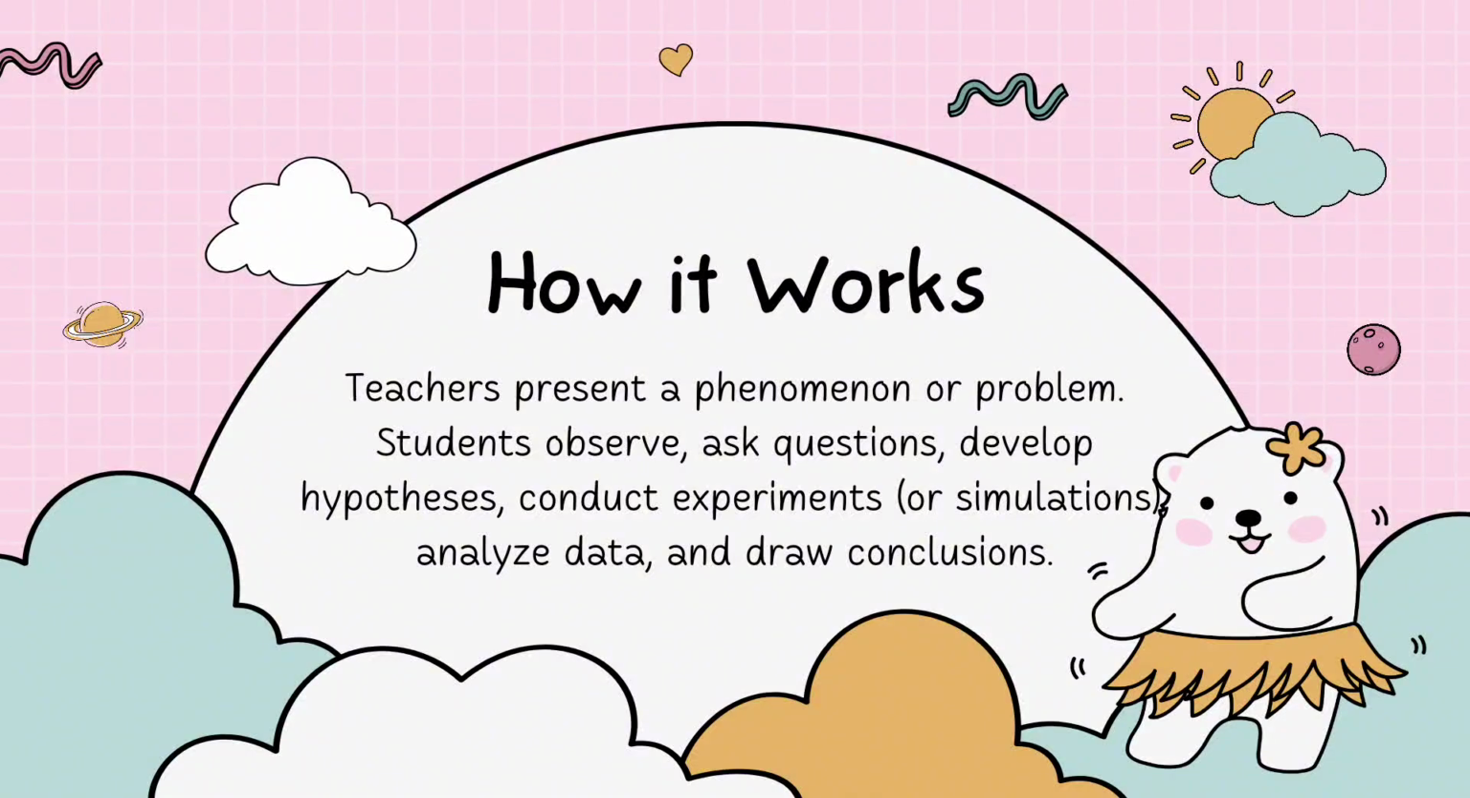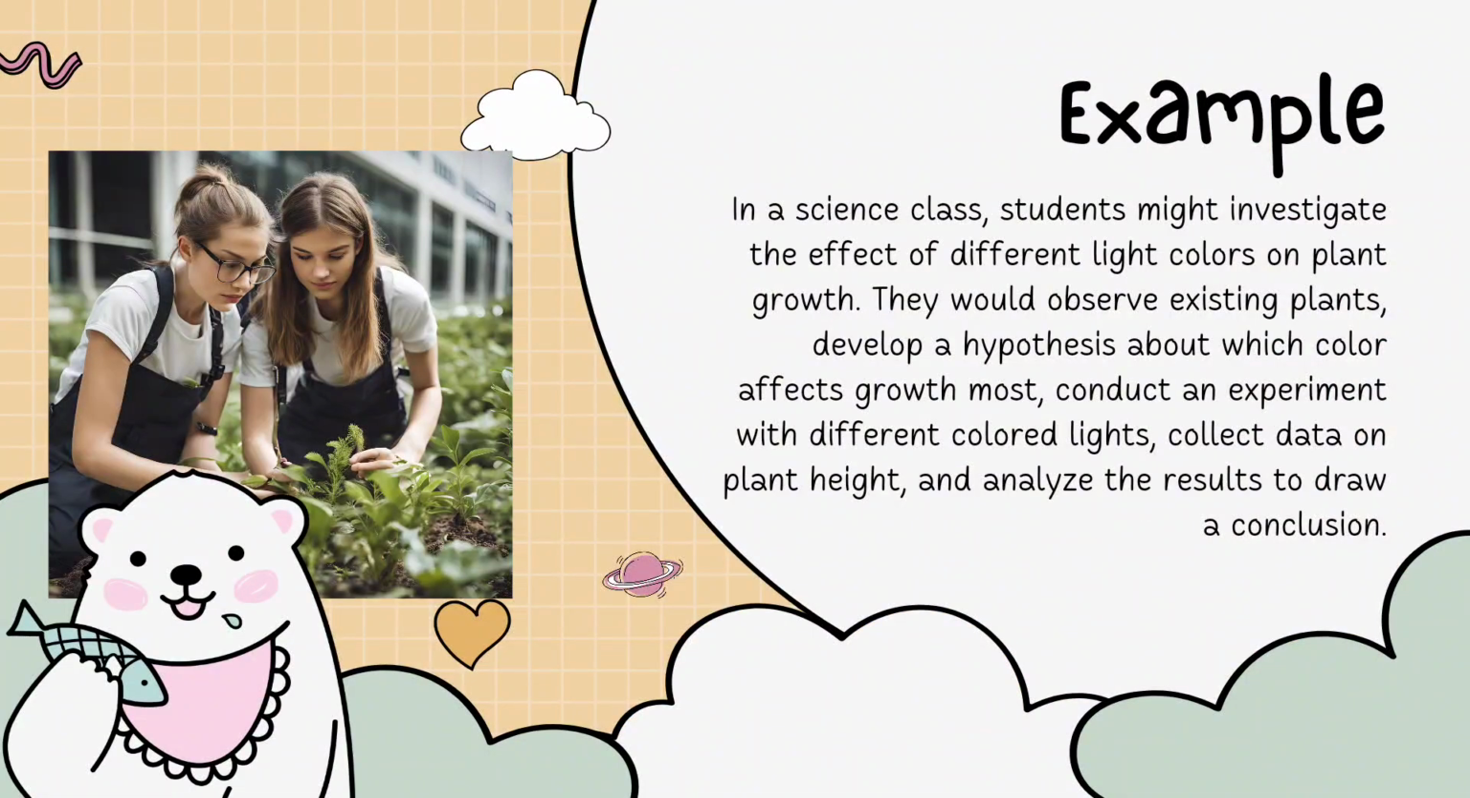How it works: teachers present a phenomenon or problem. Students observe, ask questions, develop hypotheses, conduct experiments or simulation, analyze data, and draw conclusions. Example: in a science class, students might investigate the effect of different light colors on plant growth. They would observe existing plants, develop a hypothesis about which color affects growth most, conduct an experiment with different colored lights, collect data on plant height, and analyze the results to draw a conclusion.